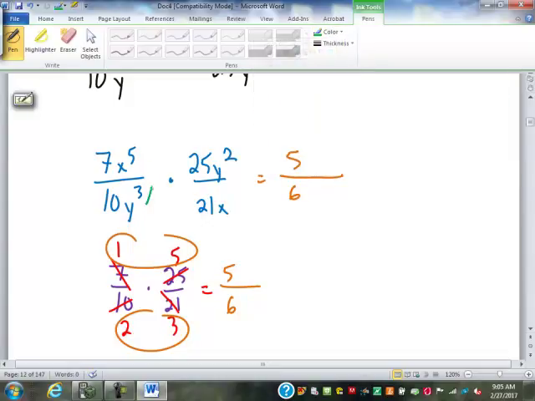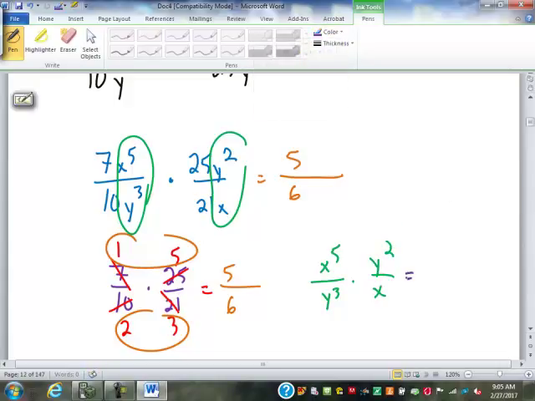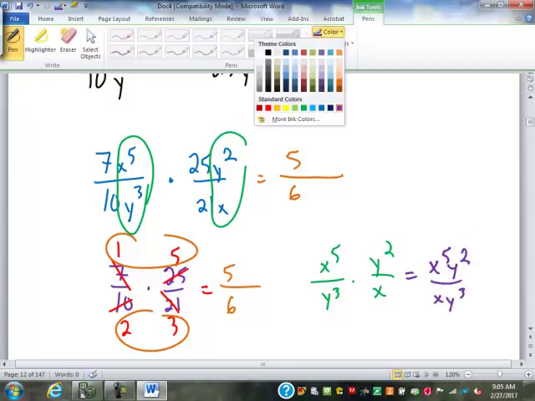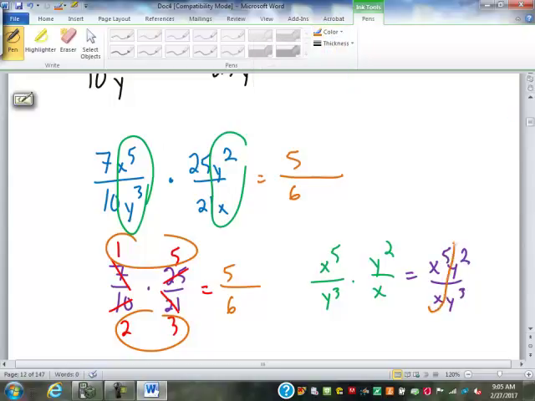And now again, just like multiplication, I'm going to pull out the variables. So in the first part, I got x to the 5th over y to the 3rd. Here I've got y squared over x. So that's x to the 5th y squared over xy to the 3rd. So is x going to end up top or bottom? Top. Power of 4. Good. 5 minus 1 is 4. Is the y going to end up on top or bottom? Bottom with a power of 1, or just y. 3 minus 2 is 1. So 5x to the 4th over 6y.